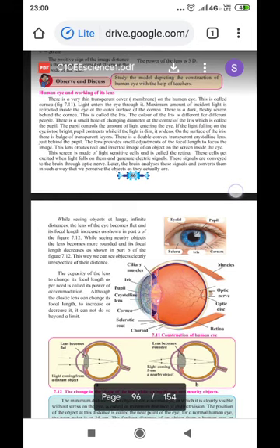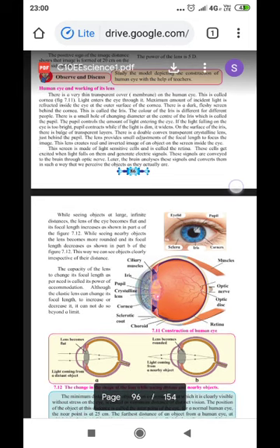Now the nature of the image. Inside the eye, the lens which is used is nothing but a convex lens, and therefore the image formed is real and inverted.